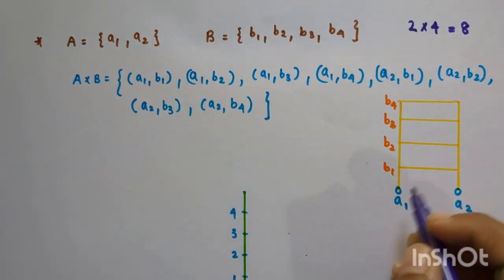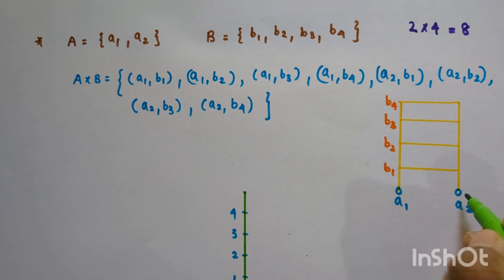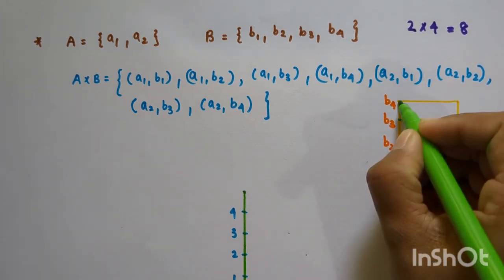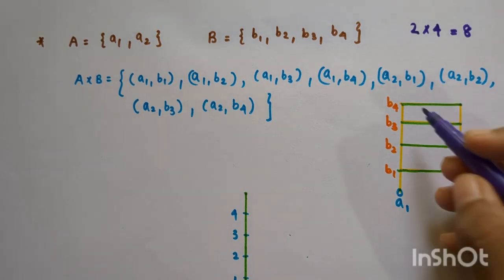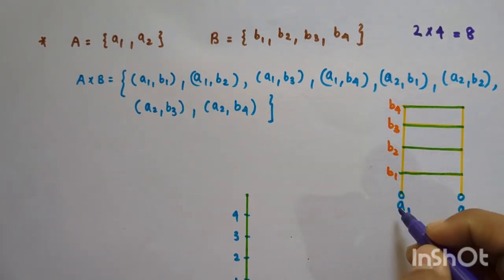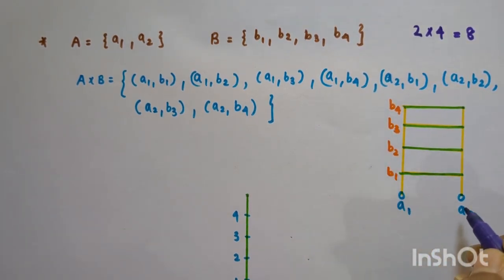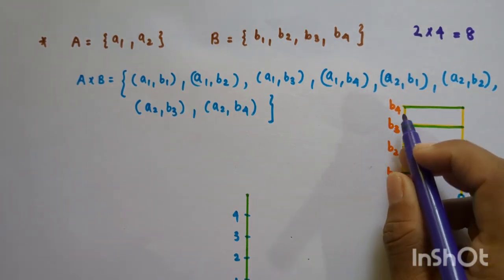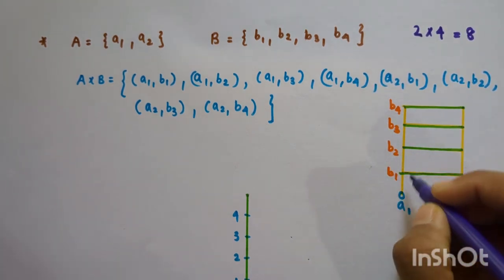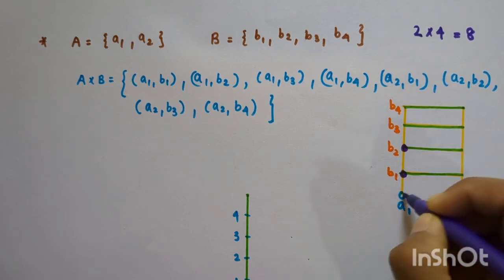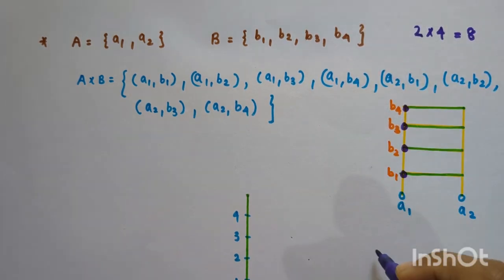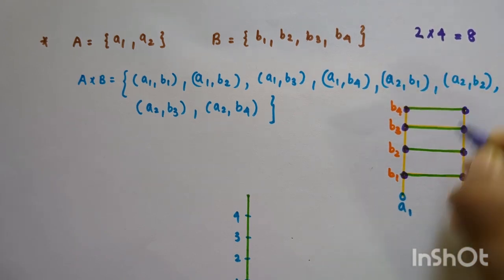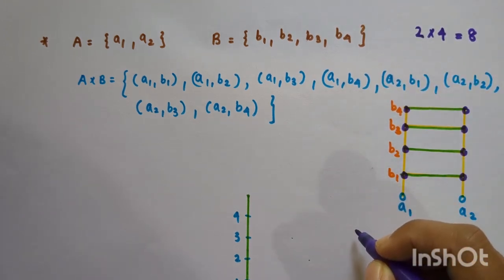Let the yellow colored ones represent the elements in set A, that is A1 and A2, and the green colored ones represent the elements in B, that is B1, B2, B3, B4. So we have these ordered pairs: A1B1, A1B2, A1B3, A1B4, then A2B1, A2B2, A2B3 and A2B4.